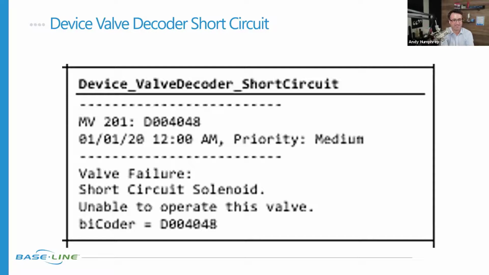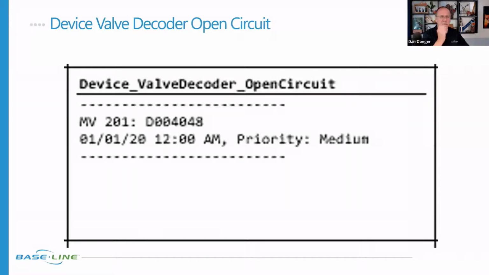Because, and I don't want to spoil another message, but if this had been a 2-wire short, what happens in a 2-wire short? Right? The whole system goes down. Right. That's overcurrent. Yeah, exactly. So related to this one is a device valve decoder open circuit.